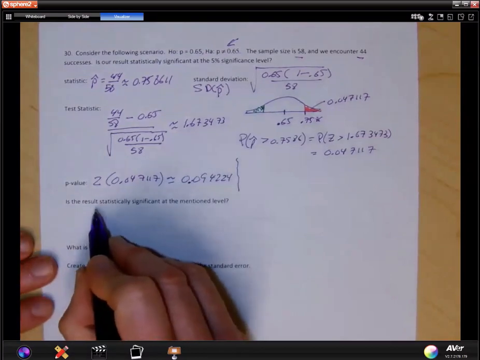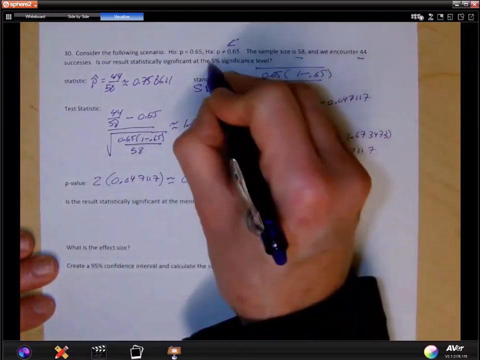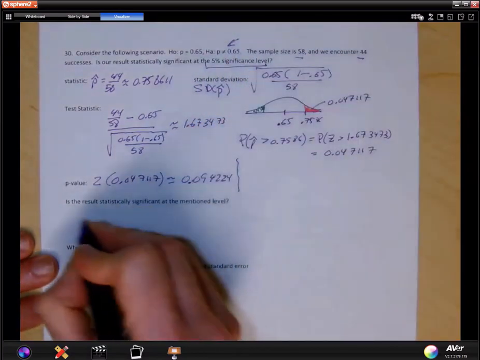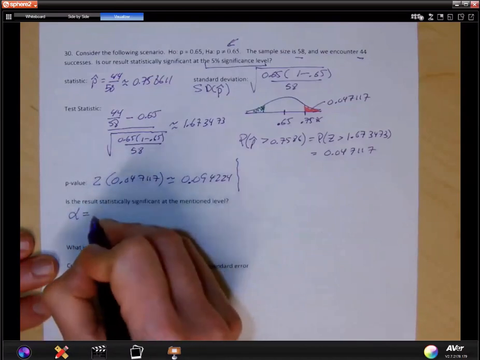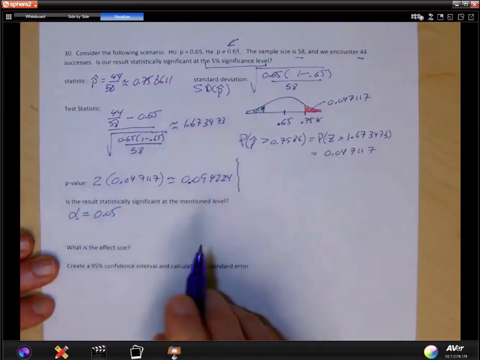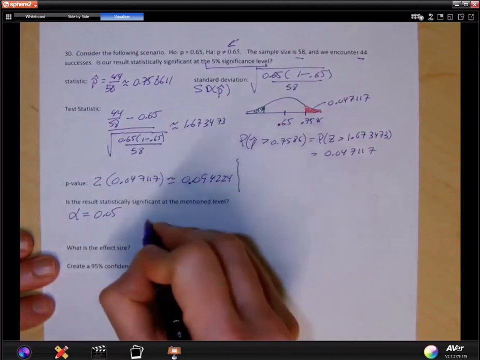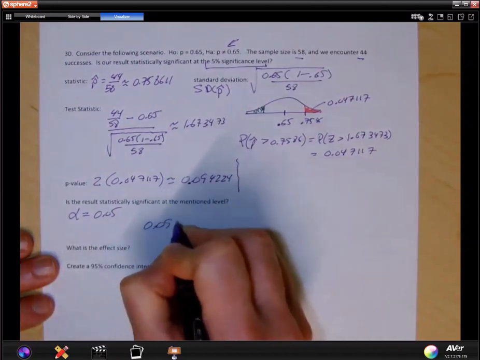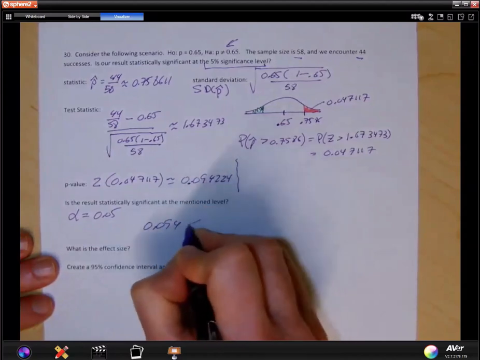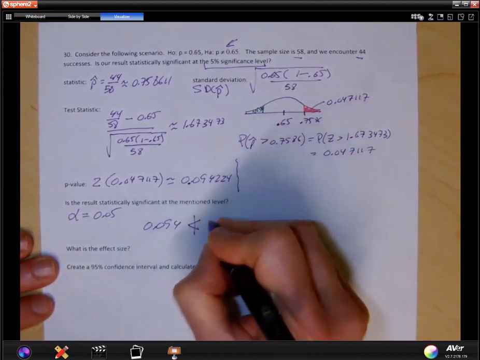Is the result statistically significant at the mentioned level? What mentioned level? Well, at the 5% significance level. So alpha, my significance level, is 0.05. Is the result statistically significant? The answer is, well, notice our p-value of 0.094. I'm not going to write the whole thing out now. It's definitely not smaller than 0.05.